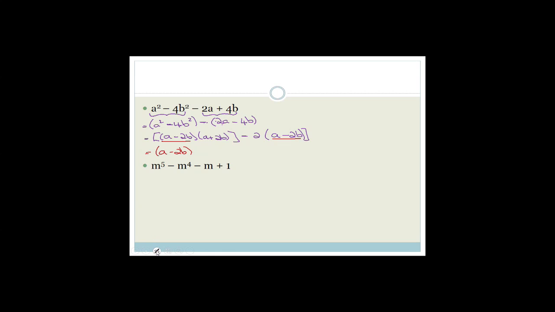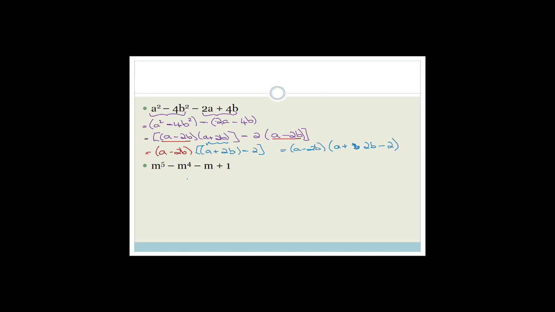And what are we left with? Well, this is a plus 2b minus 2 times what? Well, we've taken out the a minus 2b, so it's going to be 2 times 1. So that's the end of that. But the last thing we need to do is make it look pretty, because nobody likes brackets within brackets for their final answer. So that becomes a minus 2b and then a plus 2b, whoopsie, sorry, 2b minus 2.